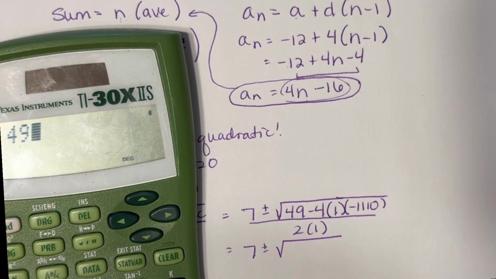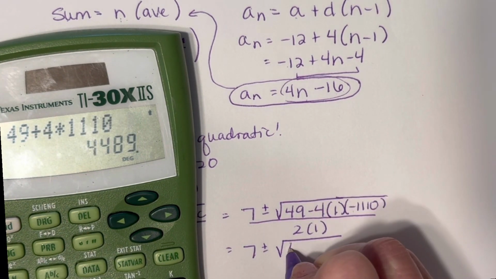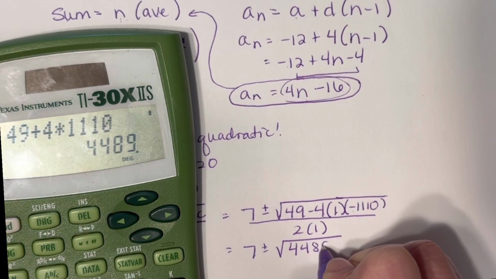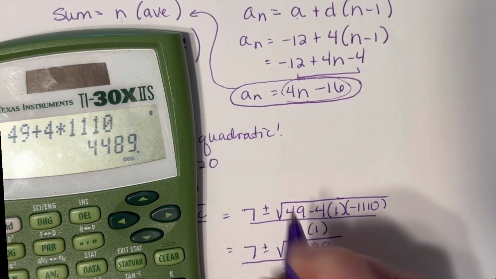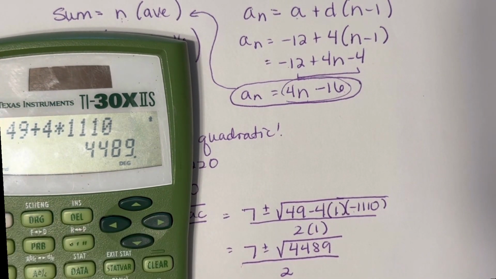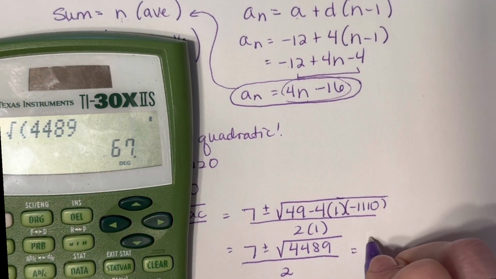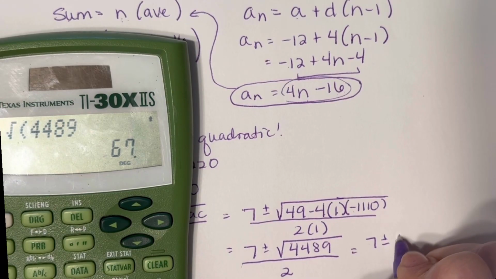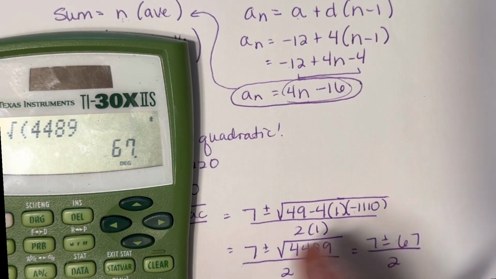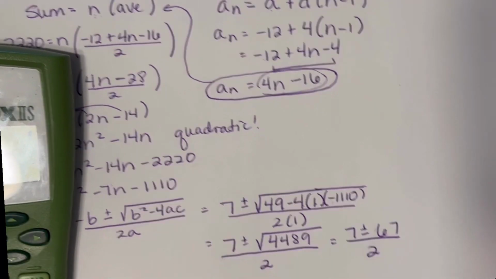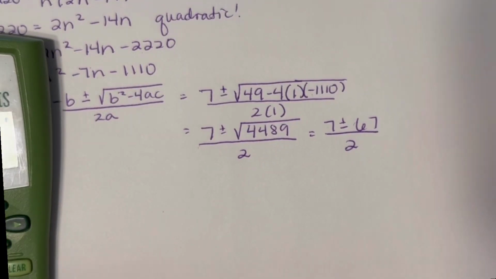Let's see, 49. I have 2 negatives, which is going to be a positive. So 4 times 1 times 1,110. That's fun. 4,440, 4,489, all over 2. Square root of 4,489 is 67. 7 plus or minus 67 over 2. Now, move that up here.